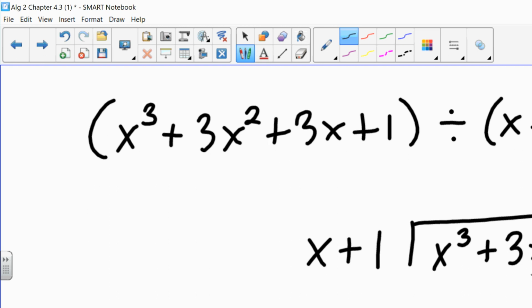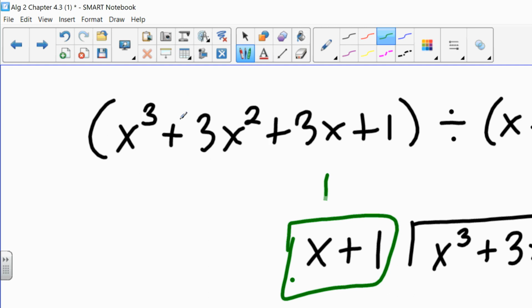So to eliminate x to the third, I need to multiply this here by something to make x and x to the third be the same. What can I multiply x by to get it to be x to the third? And we're going to put it above the x squared.